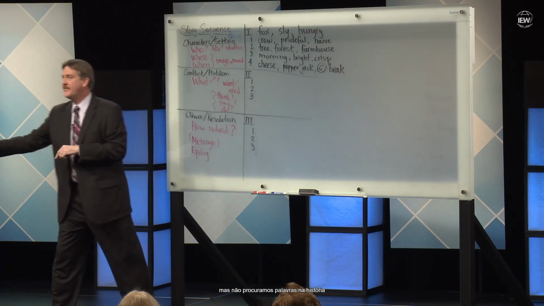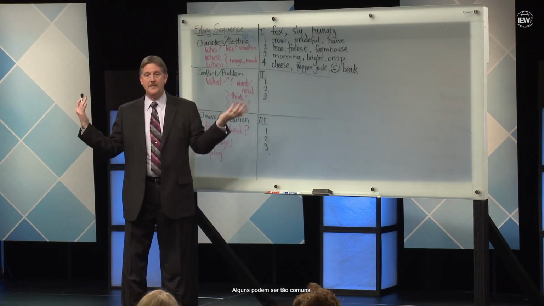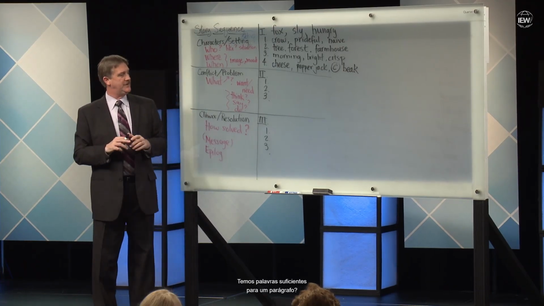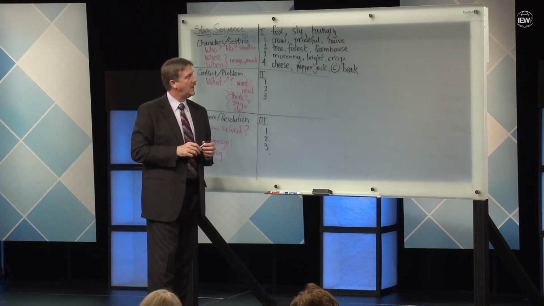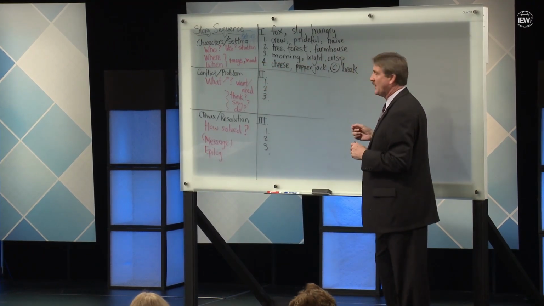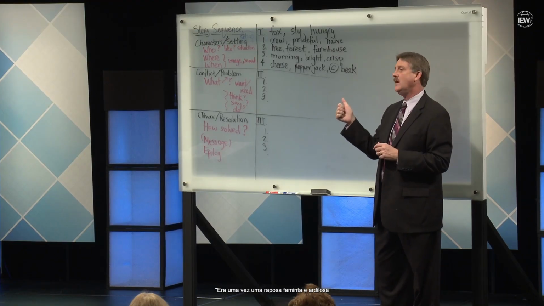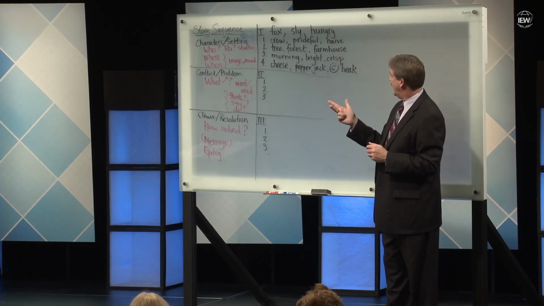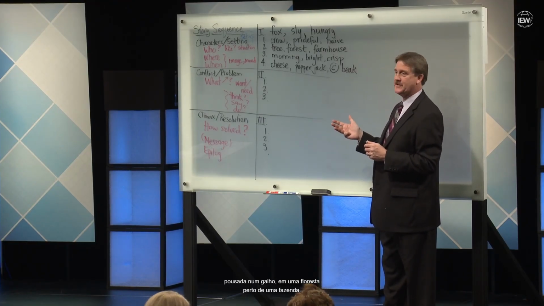But we weren't looking in the story for the words so much as we're looking in our mind for the words. Now, some of them may be the same, but the activity is different. Do you see? Do we have enough words for a paragraph? Yeah, I think so. Now, some little guys are going to do it kind of like this. Once there was a sly and hungry fox who spotted a prideful and naive crow as she sat in a tree in the forest near a farmhouse.